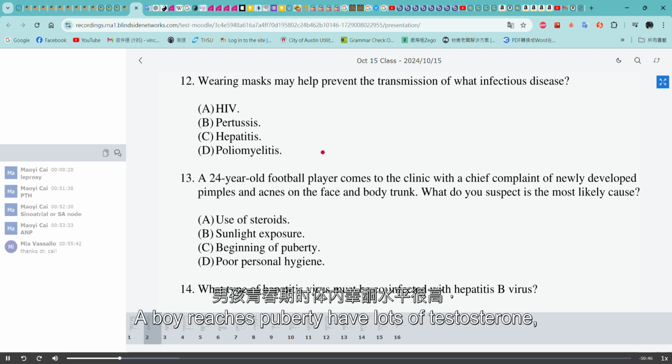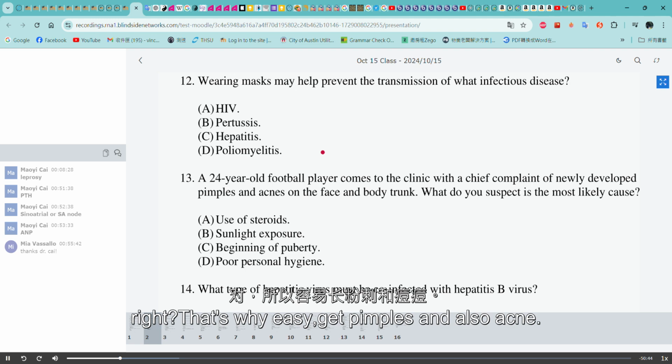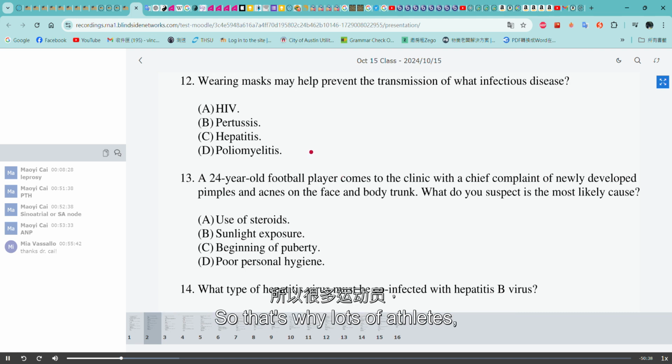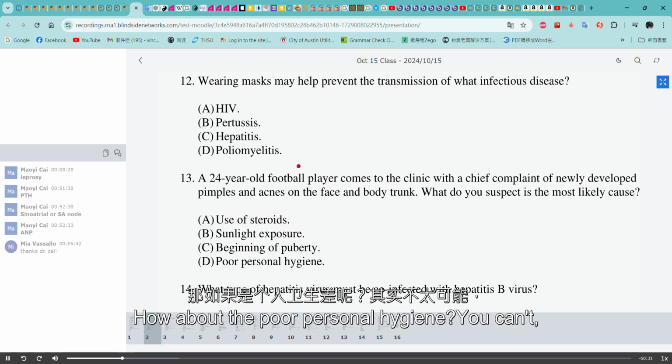A boy reaches puberty, has a lot of what? Testosterone, right? That's why it's easy to get pimples and also acne. So steroids also strengthen the muscle. That's why lots of athletes, especially professional athletes, would use what? Steroids. How about poor personal hygiene?